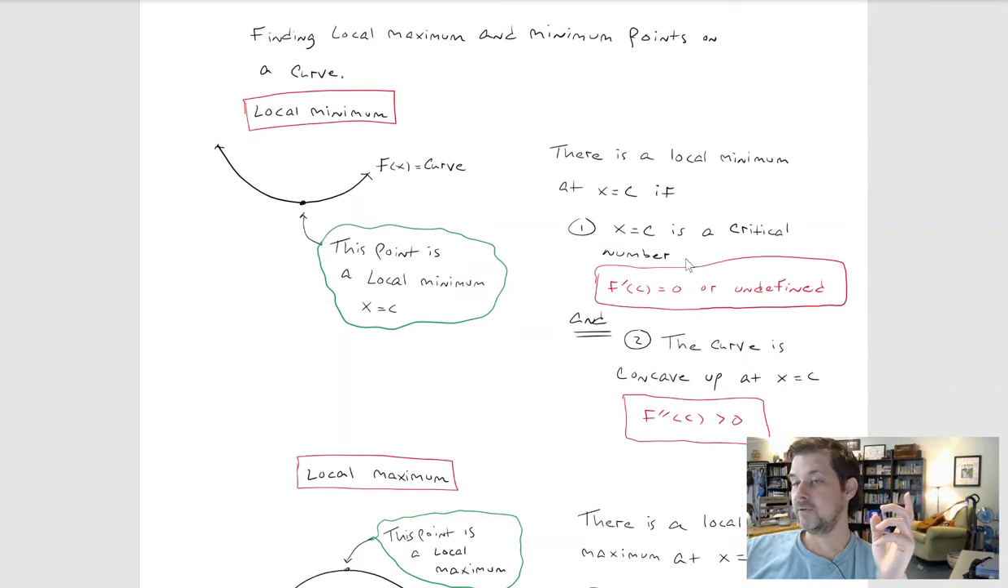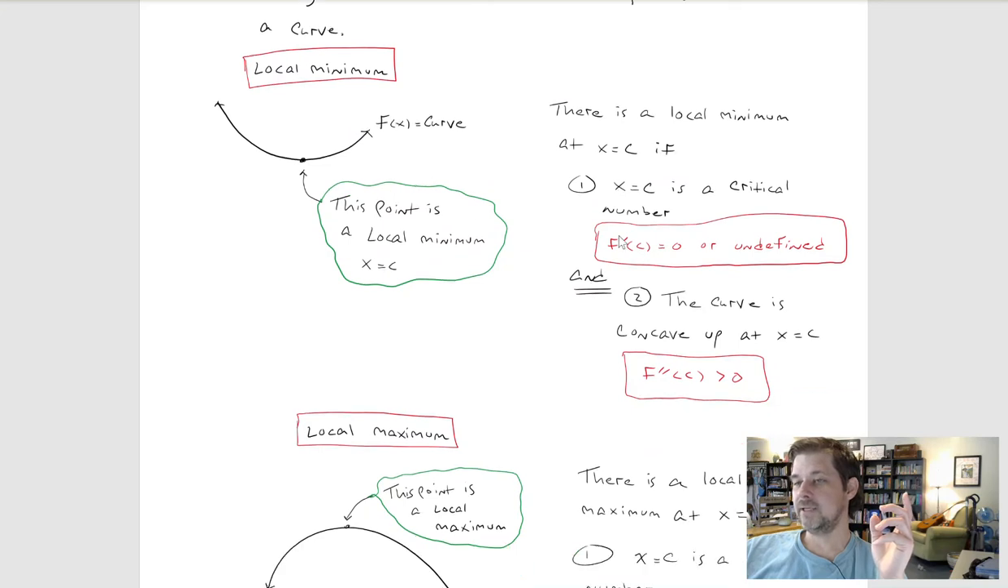There will be a local minimum at some point C on a curve if C is a critical number and if the curve is concave up at C. Concave up meaning it has this shape to it. All right, so those are the two things that have to happen for there to be a local minimum at some point. Now, that's the concept. You got to have a critical number there and the curve has to be concave up there. All right, those two things have to happen.